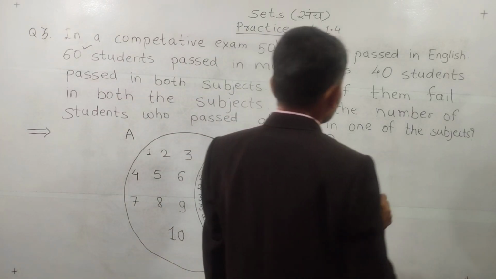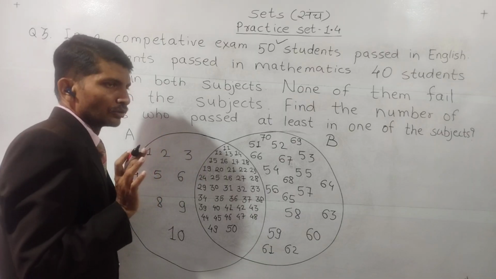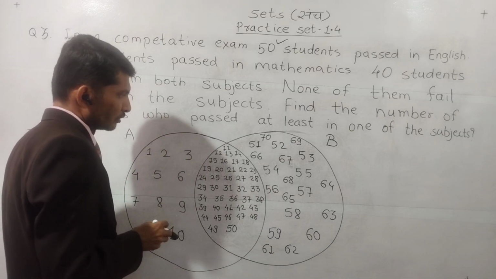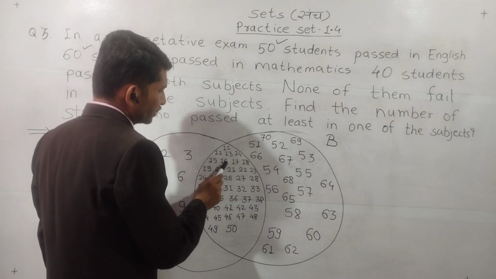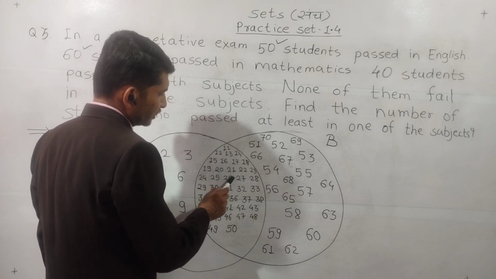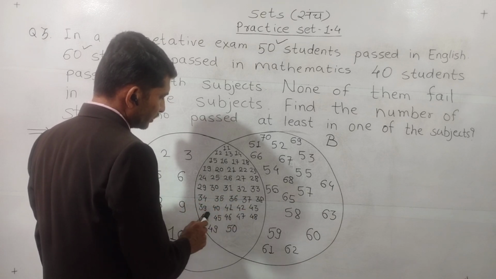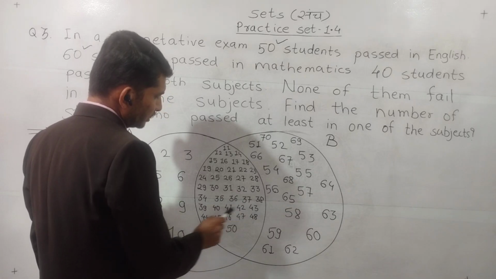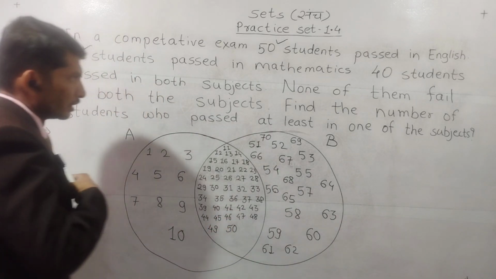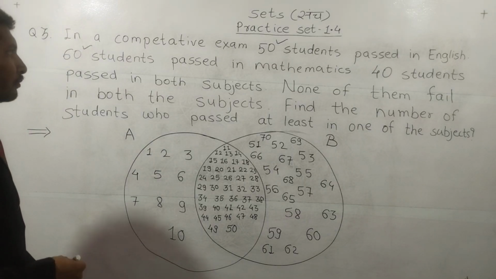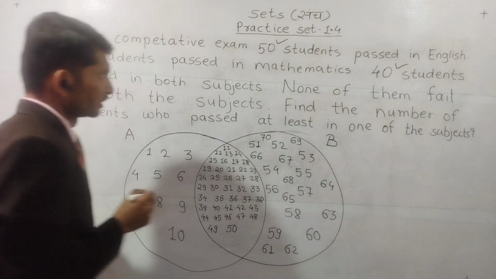Now the next condition: 40 students passed in both subjects. So the intersection area must contain 40 students. We will count the students present in the intersection. They must be 40. 1, 2, 3, 4, 5, and so on up to 37, 38, 39, 40. So this condition, that 40 students passed in both subjects, is also checked and correct.